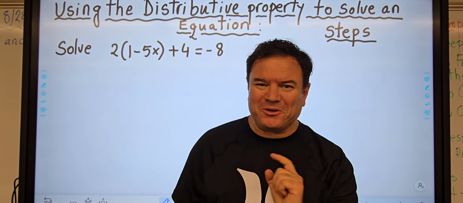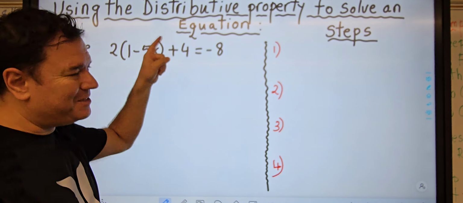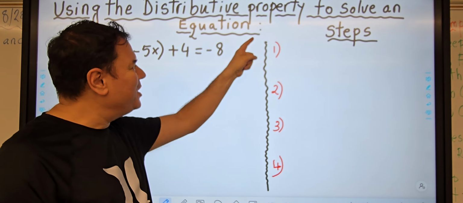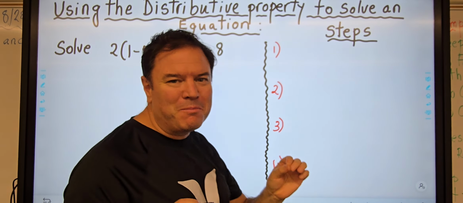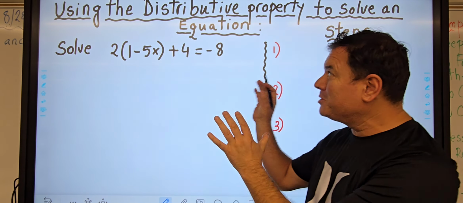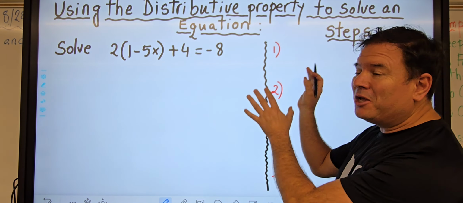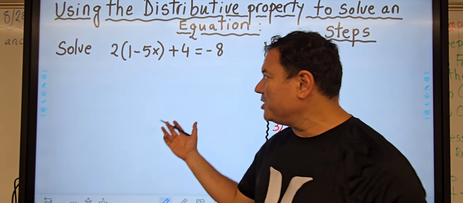Dobrescu to the rescue. Today we are going to look at using the distributive property to solve an equation. This is one of the most important properties in mathematics. So we are going to use today the distributive property to solve equations. Let's take a look at this equation here.